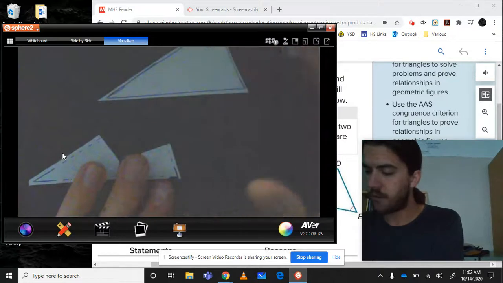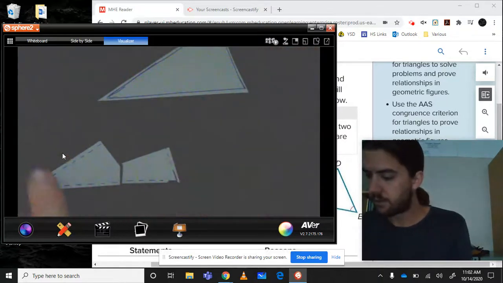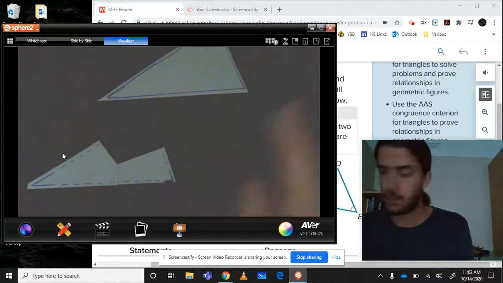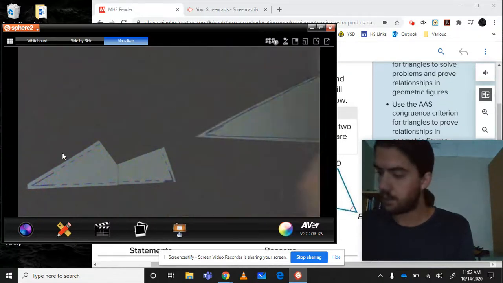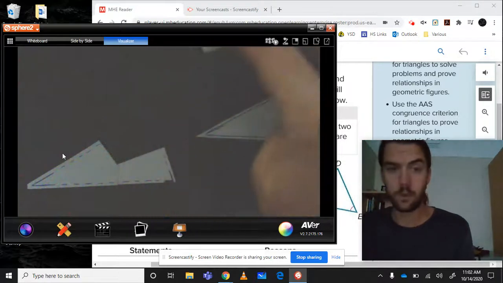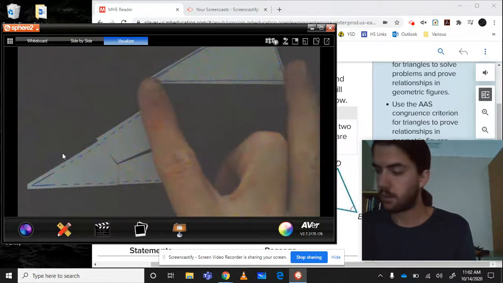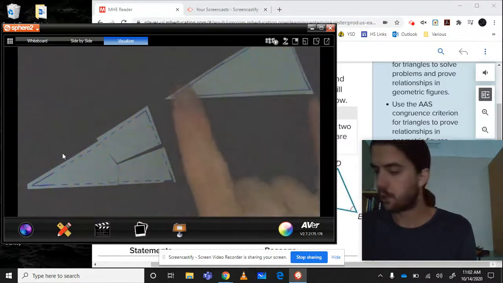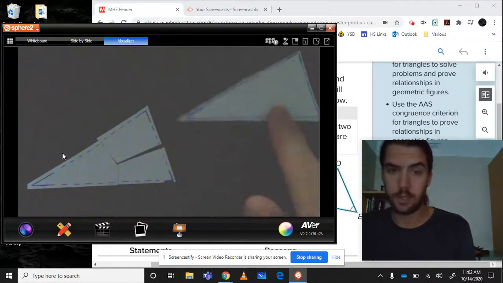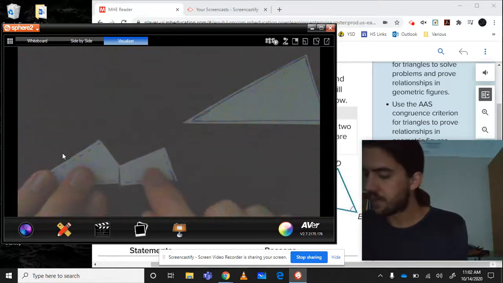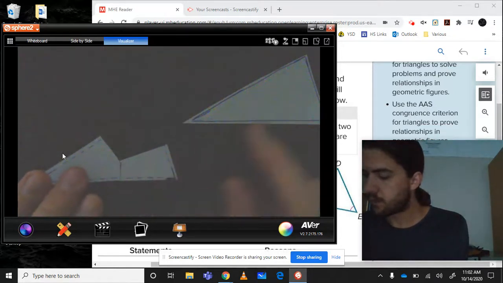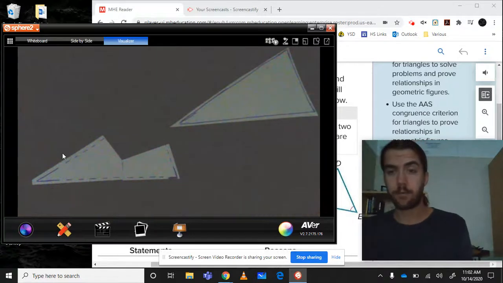Because once you've defined an angle, side, angle trio, once you've defined those three things, you are stuck with one and only one triangle. Okay, so if this one is stuck with one and only one triangle, and this one can only be this particular triangle because the angles and the side are defined, then you would know that these two triangles are congruent. So basically, we don't need to show that every angle is congruent to every other angle. We don't need to show that every side is congruent to every other side.